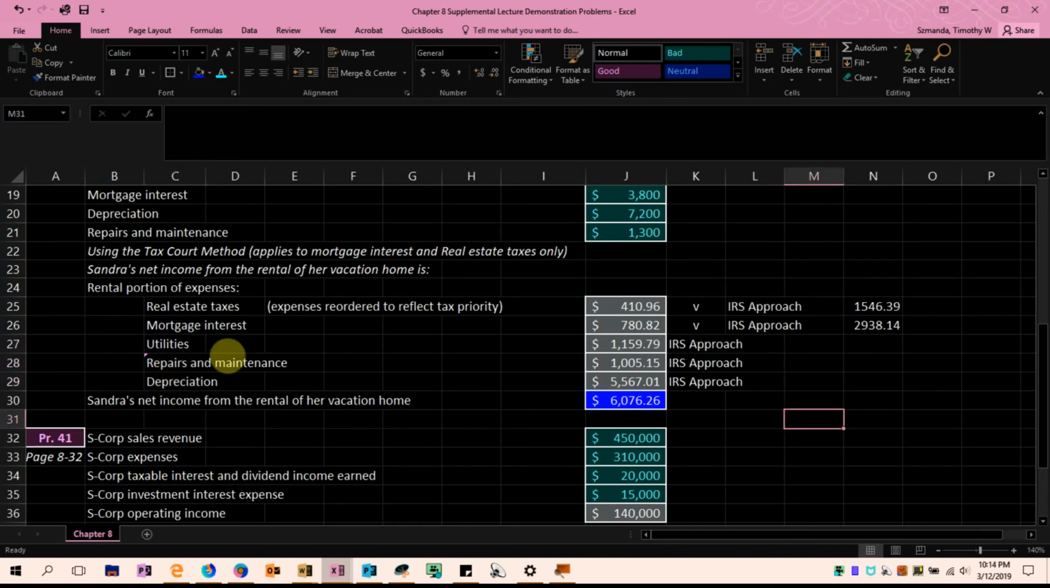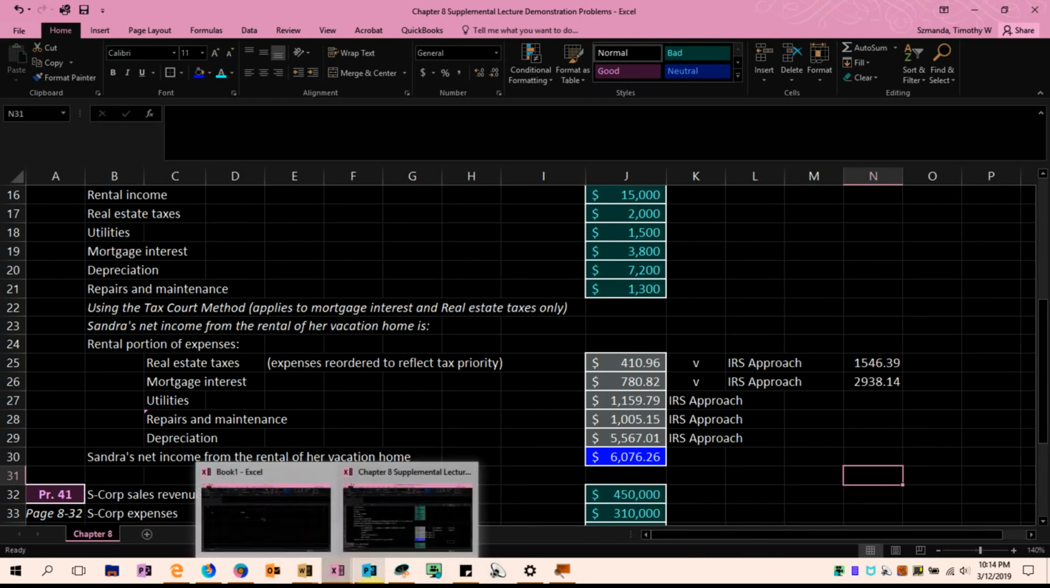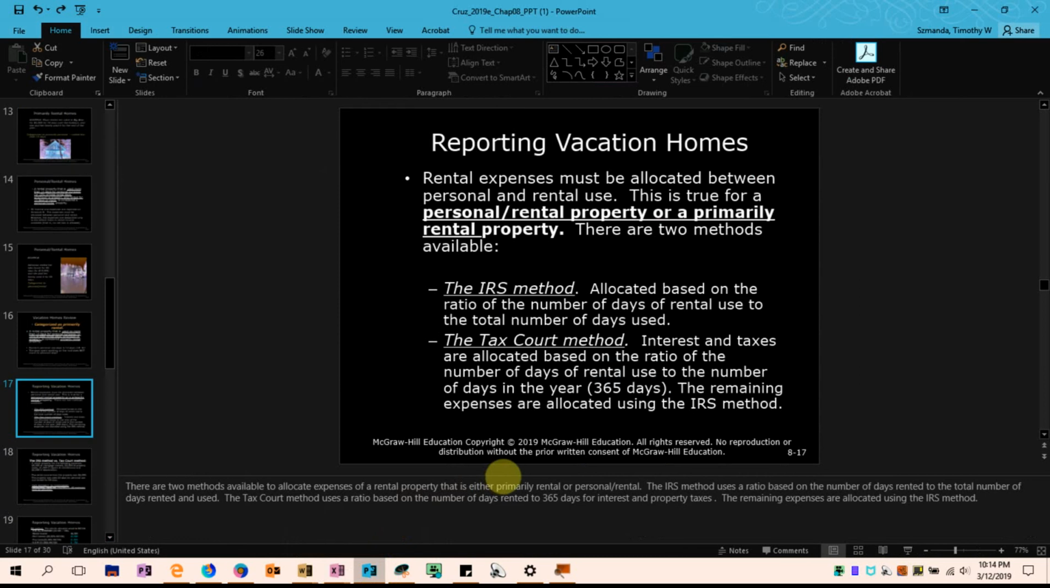And by the way, is it possible to use the IRS approach for these 6 costs as well, like I demonstrated here? And the answer is yes, absolutely. So I could have used the IRS approach for all of these allocated expenses. But the problem asks us to use the tax court approach for the real estate and mortgage. And that requires a denominator of 365. So 75 over 365 times the expense. I hope that makes it a little bit more clear on how to allocate using the tax court method and the IRS method, and that's what they're discussing here.